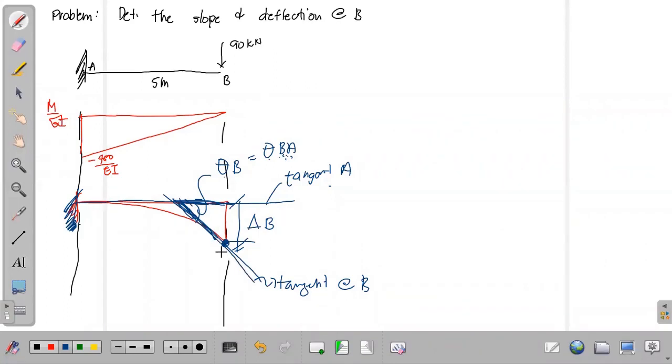Okay? So to solve for the rotation of B, theta B, simple lang yan, di ba? Kunin mo lang yung area ng M over EI diagram. So ano yung area ng M over EI diagram natin, Mr. Balong? Paki-dictate nga. Mr. Balong. Yes, ma'am. So ano yung magiging M over EI area diagram natin dito?